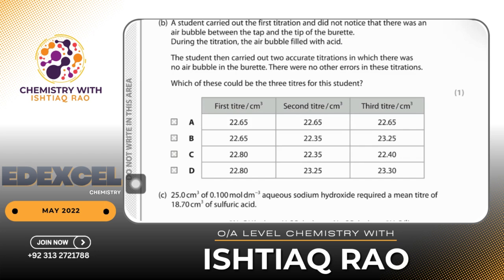So during the titration, the air bubble filled with acid. When you are doing titration, of course the air bubble would be filled because you are going to open the tap and the acid would be coming from the burette to the conical flask. At that time, the air bubble filled with acid. The student then carried out two accurate titrations in which there was no air bubble in the burette. There were no other errors in these titrations. Which of these could be the three titers?